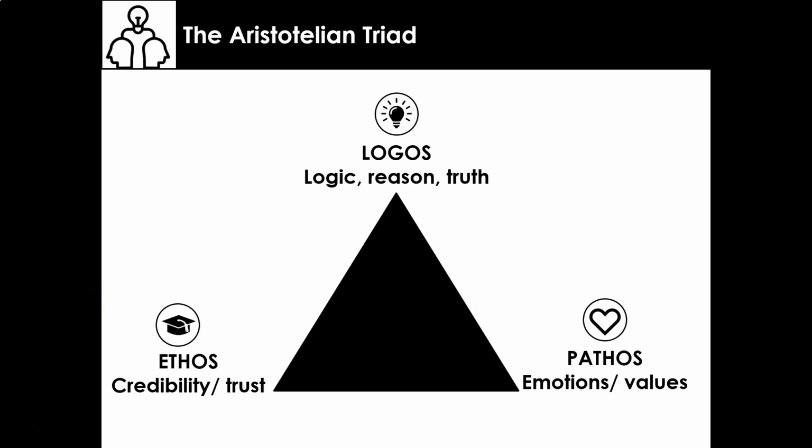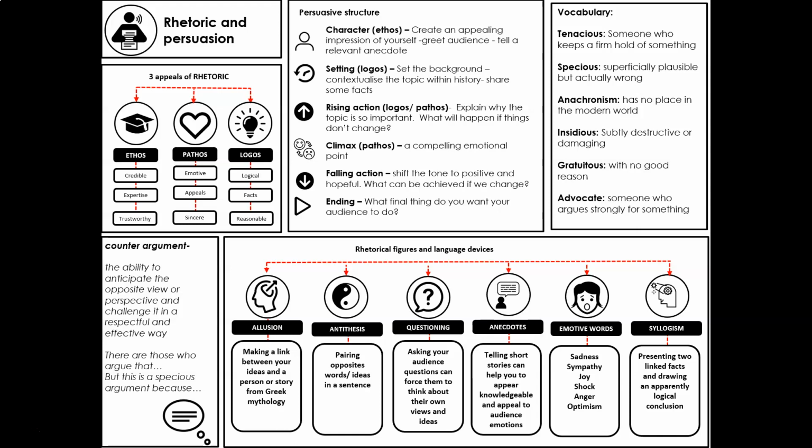Okay, so the next thing that we're going to do is use a knowledge organiser to recap some of the knowledge that we've learned about rhetoric in Year 7. Make sure you have a copy of the knowledge organiser in front of you. And it would also be really helpful to have a highlighter to hand too.